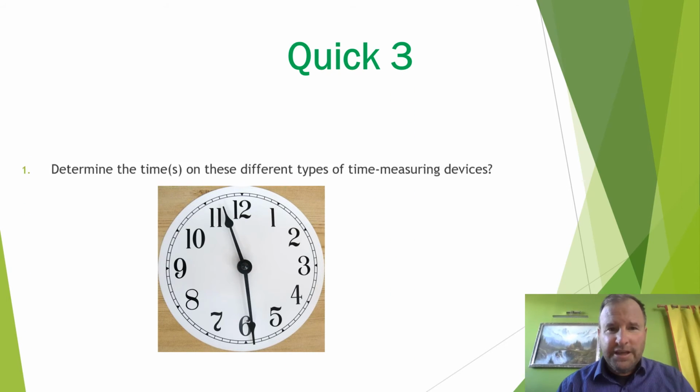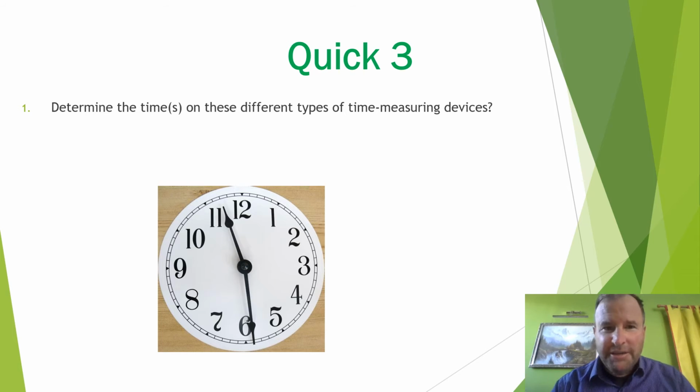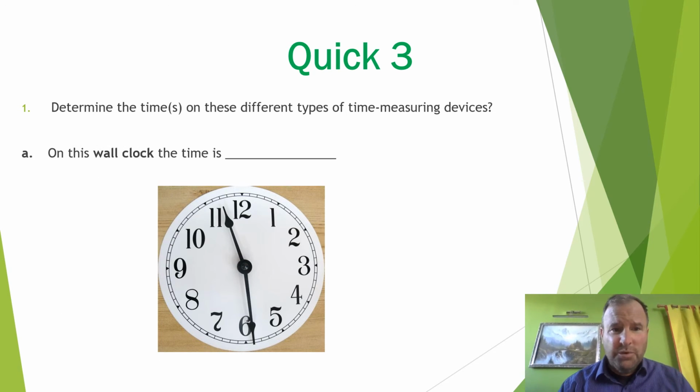Now with all my little short videos, we've got to test to see if you actually know the work. This is fairly simple, but make sure you don't lose these easy marks. It's a quick 3, and here's the question. Determine the time or times on these different types of measuring devices. Down below we have this wall clock, and I would like you to answer the question on this wall clock. The time is, pause the video, and give yourself some time to answer the question.